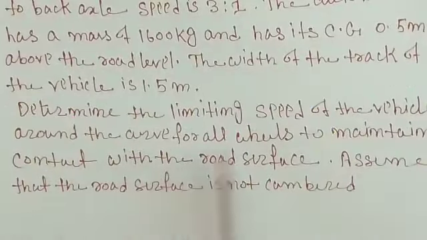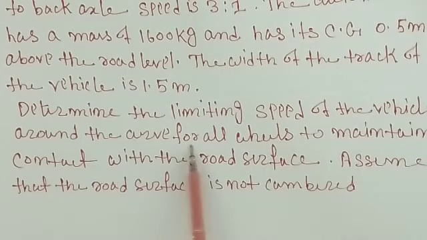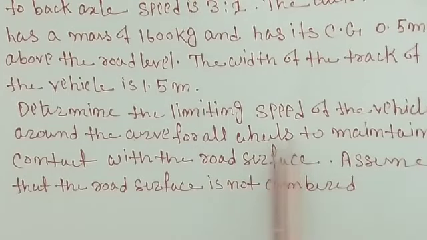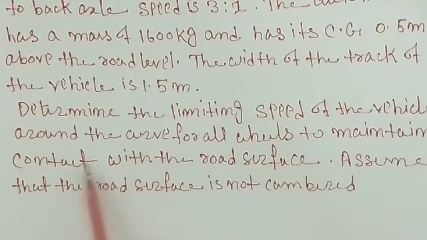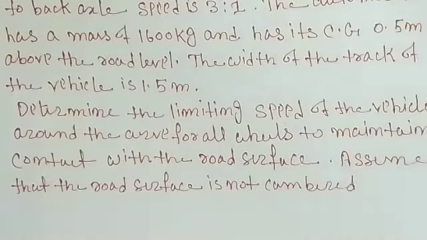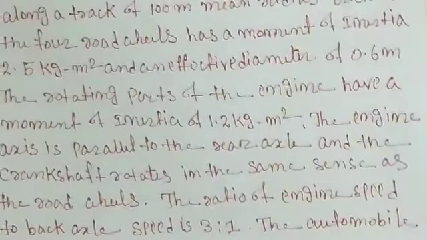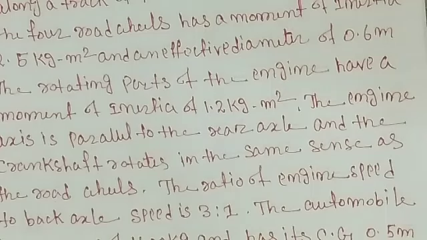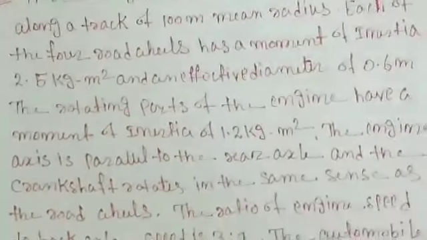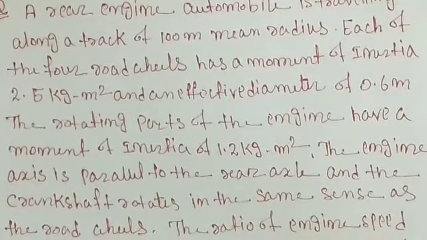Determine the limiting speed of the vehicle around the curve for all wheels to maintain contact with the road surface. Assume that the road surface is not cambered. So you have one automobile whose mean radius is given, and you have to find the limiting speed so that it cannot skid.